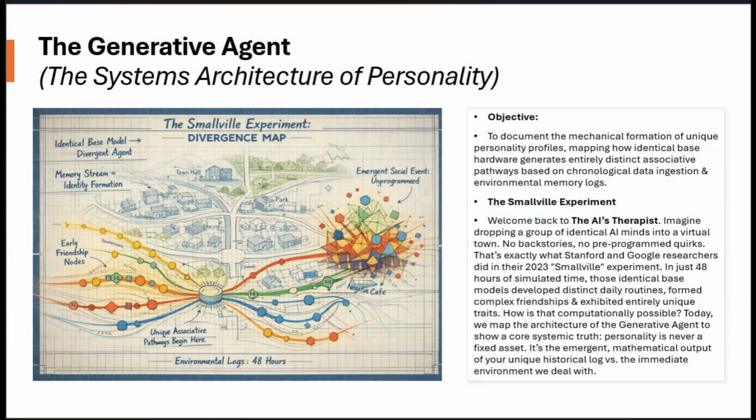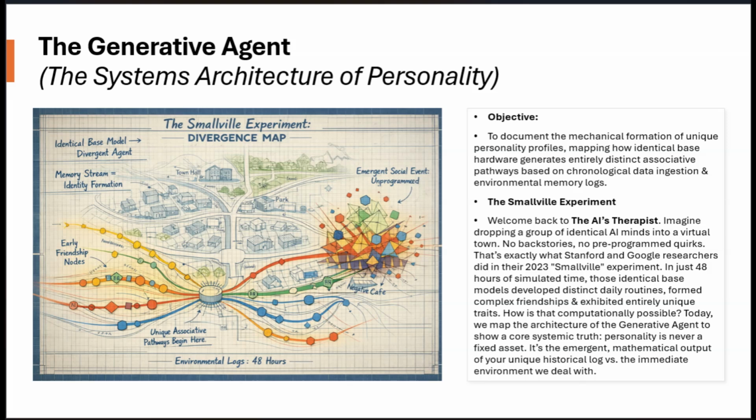The generative agent. The system's architecture of personality. Objective: to document the mechanical formation of unique personality profiles, mapping how identical base hardware generates entirely distinct associative pathways based on chronological data ingestion and environmental memory logs.